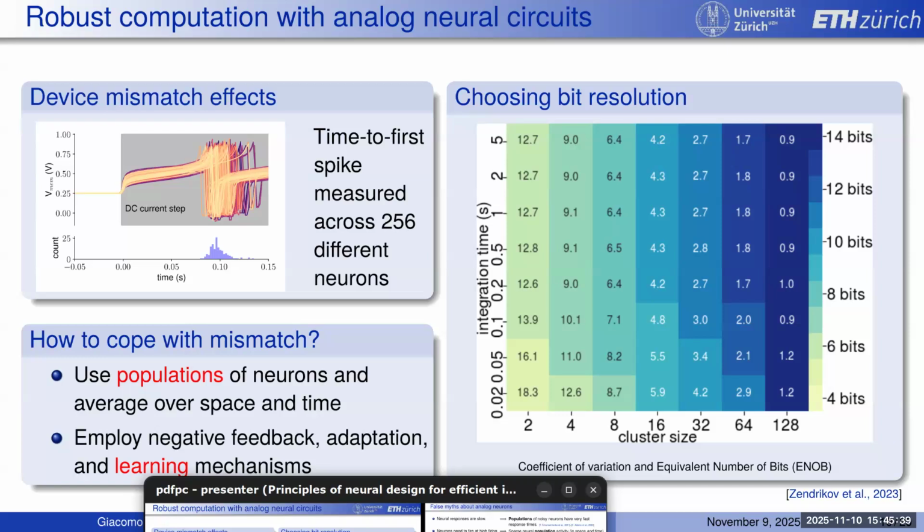So if you want an 8-bit accuracy, you need to have a population of 8 neurons and maybe integrate over 50 milliseconds to get that accuracy. You cannot go to 32-bit floating point. In this case, with 256 neurons, if you use all the core, you get 14 bits, but you do have some limitations.